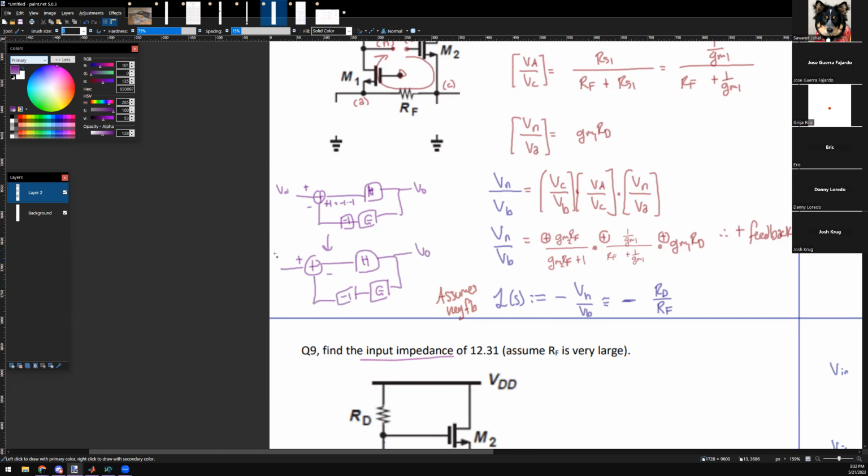So now what's my loop gain is this guy. Does that make sense? That's why I have a negative RDRF. HG was RDRF, and I negate it to get this negative. And now I can call this L of S. I'm now legally allowed to call it L of S.